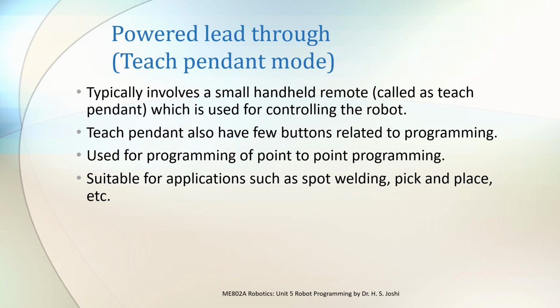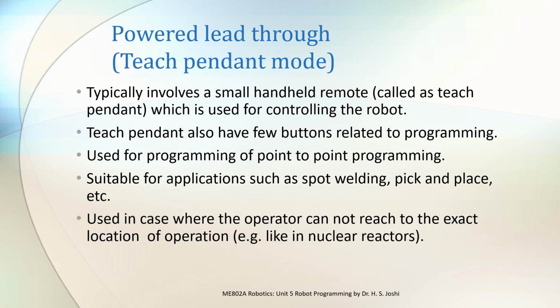This is also suitable for the applications where the operator cannot reach. For example, in case of a nuclear power plant, suppose you want to program a robot for the nuclear power plant, then the manual lead through programming is not possible because it is not safe to send a human operator inside the nuclear reactor. In such a particular case, we may operate the robot remotely through the teach pendant, and then we can teach the robot the process or the operation which it has to perform, which the robot will keep on repeating again and again whenever it is required.